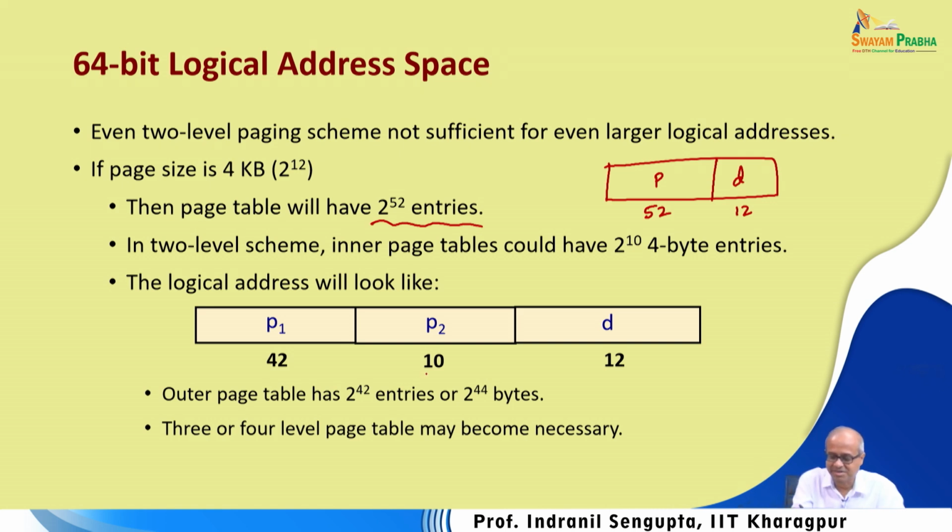So, this 52 bits, even if you divide into 10 and 42, still the outer page table will need 2 to the power 42 entries, huge. So, you need 3 or 4 levels, you have to divide up in a similar way into 3 or 4 different levels. This is how it will work. Okay?